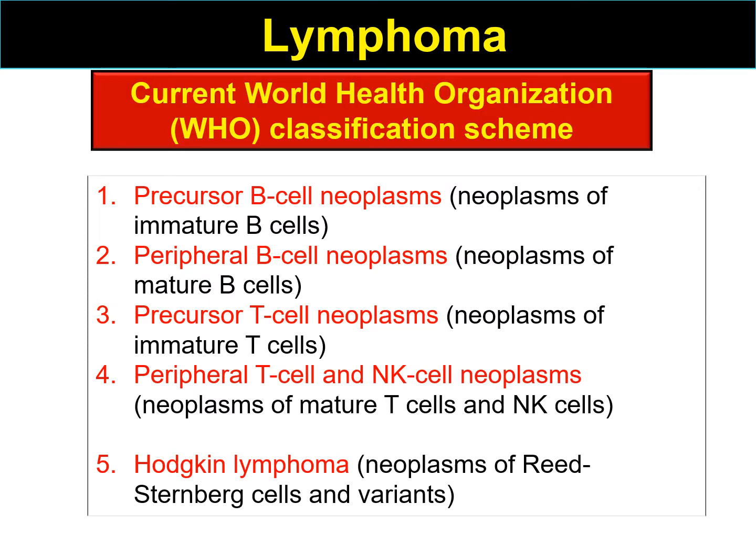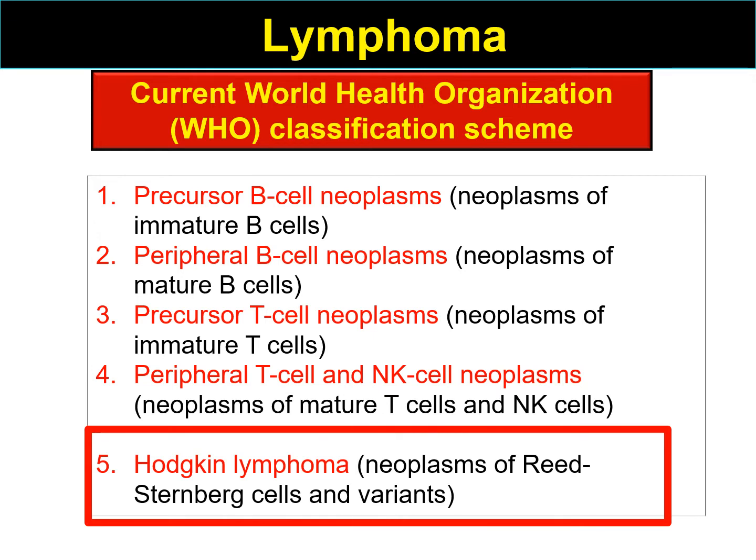The current WHO classification has divided lymphomas into 5 major categories: the precursor B cell neoplasms, that are neoplasms of the immature B cells; peripheral B cell neoplasms, that are neoplasms of mature B cells; precursor T cell neoplasms, that are neoplasms of immature T cells; and peripheral T cell and NK cell neoplasms, that are neoplasms of the mature T cells and NK cells. Today we are going to learn about Hodgkin lymphoma, that is the neoplasm of the Reed-Sternberg cells and variants.